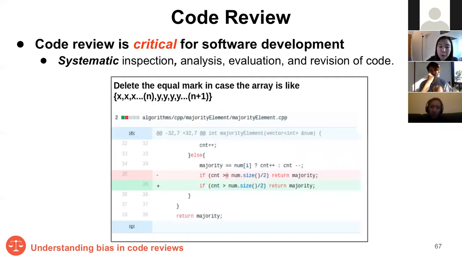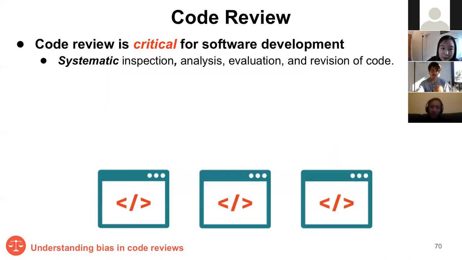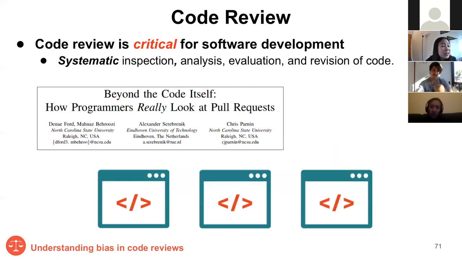Usually when we think about code review, we are probably thinking about a pull request like this from GitHub. We can see the details of the code changes and a commit message or a comment explaining the purpose of the changes. If everything works well, when we review pull requests, we are supposed to make our decisions only based on this information, code changes and the comments. However, research in the past has found that developers spend a considerable amount of time on social signals in code review, such as the picture of the author.